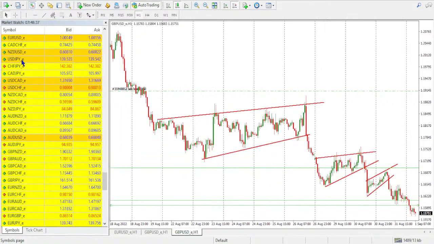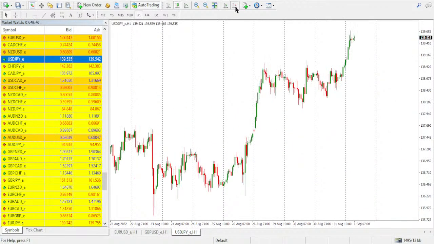Our next instrument is the US dollar Japanese yen. This is bullish. We are in a very good downtrend. You remember yesterday we had a very good resistance here.